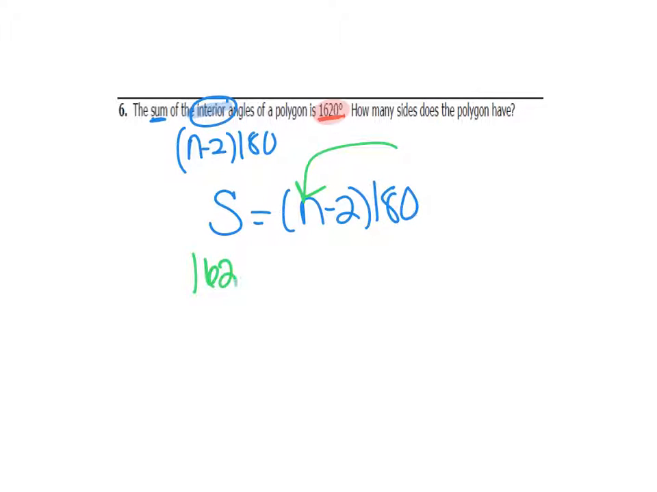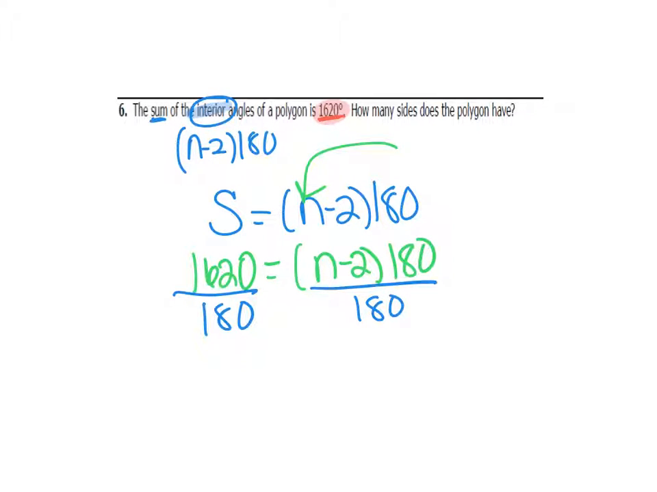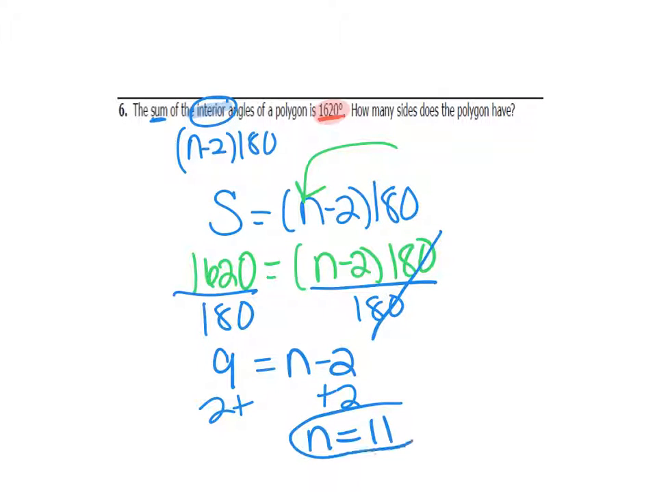So 1620 is equal to n minus 2 times 180. All right, you could distribute the 180 times n minus 2 if you like. I'm going to divide both sides by 180. It's one of the proper steps that you can do. So once you do that, 1620 divided by 180 gives you 9. And then 9 is equal to n minus 2. So we'll go ahead and add 2 to both sides. And guess what? We find out that the number of sides is 11.